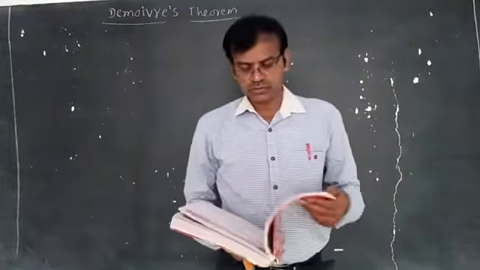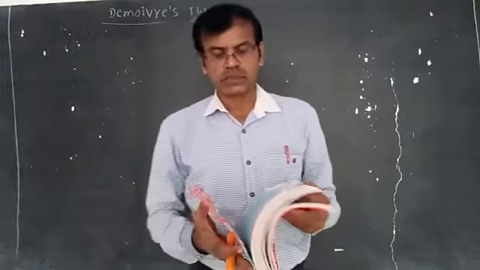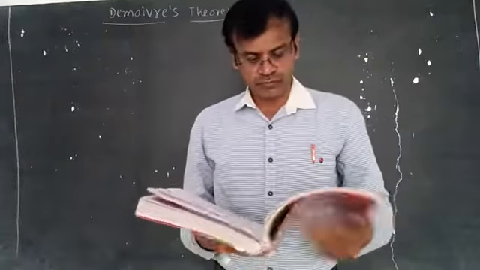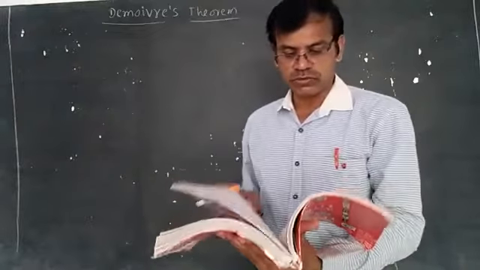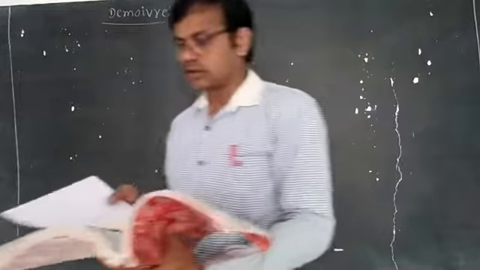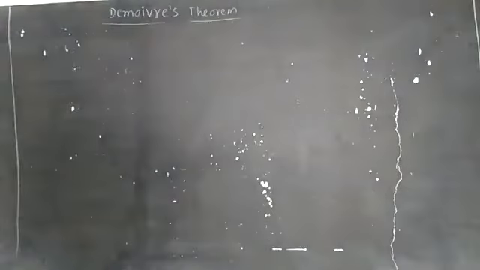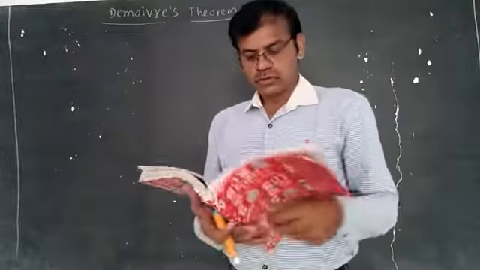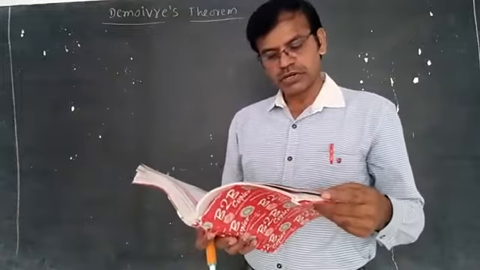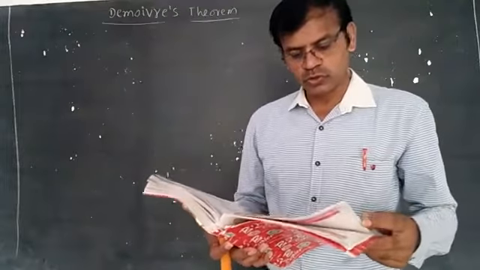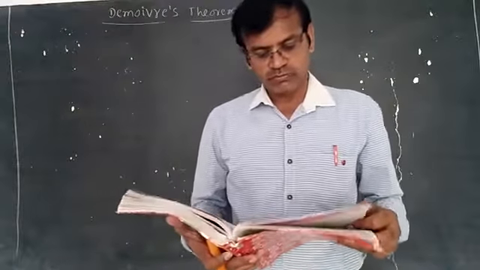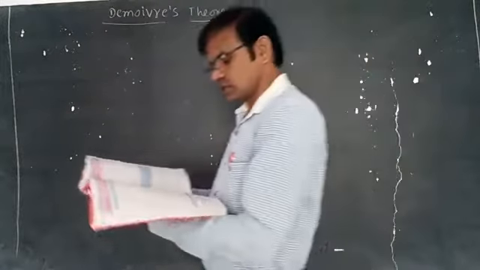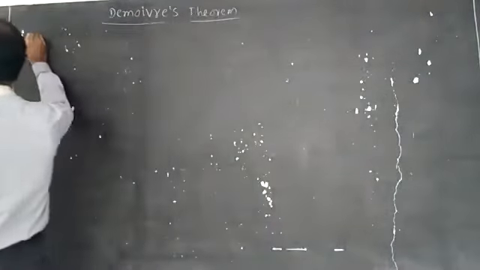Dear students, De Moivre's theorem chapter is going on. In the Mathematics 2A textbook, De Moivre's theorem is going on. Yesterday, in exercise 2A, we completed Roman number 2, first sum, and the third also I said. Let us discuss Roman number 2, second question.